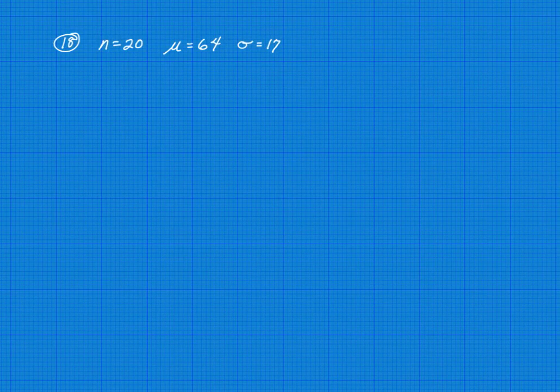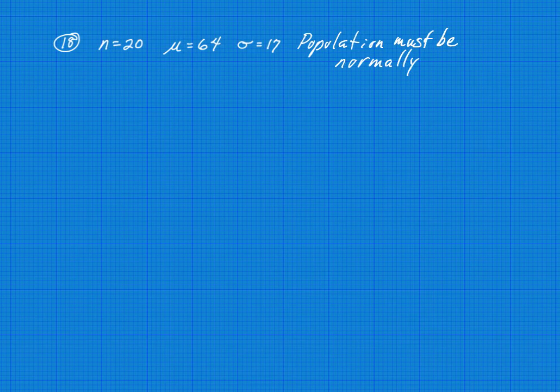Okay, so if you have a distribution from which you are taking a sample of size 20, it has a mean of 64 and a standard deviation of 17. There is one thing that must be true of that distribution before you can use the techniques we've been using, and that is the population must be normally distributed, or approximately normally distributed.